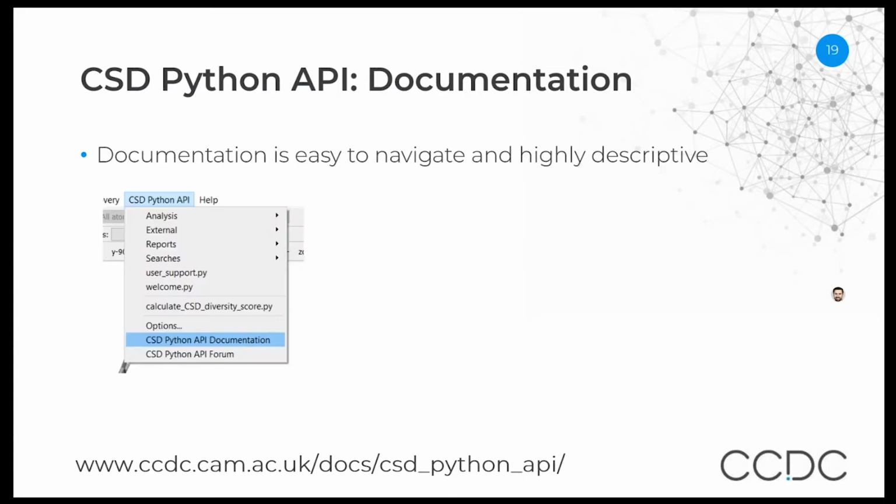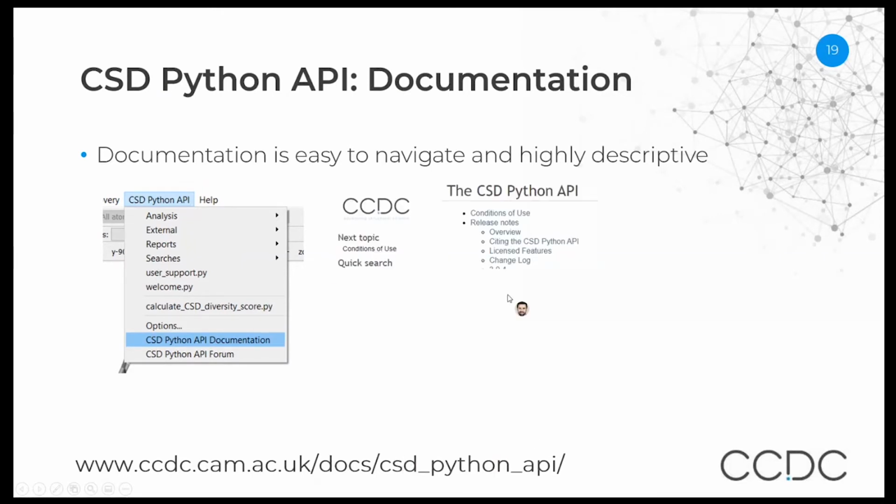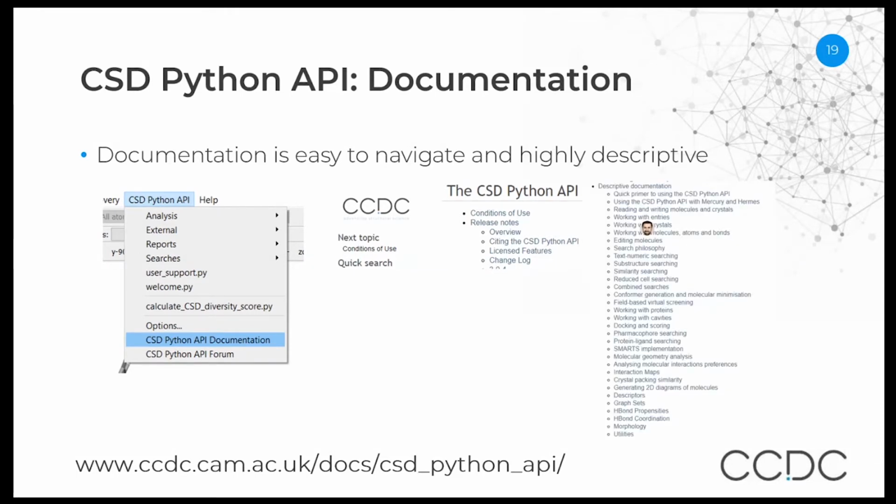So there's a couple of ways you can access it. In Mercury or Hermes, you can use the drop-down menu, and inside of it you have the documentation label there, or you can go to the website, and this is where you'll see at the top. The documentation has a search function, which is hands down the most useful thing you'll have there.